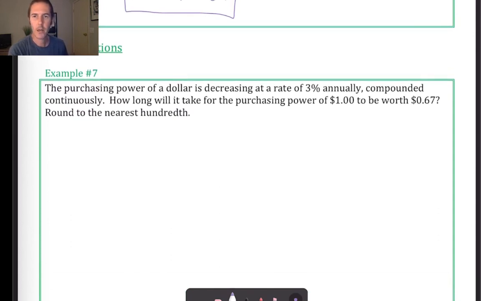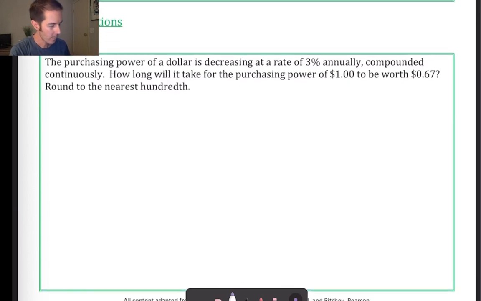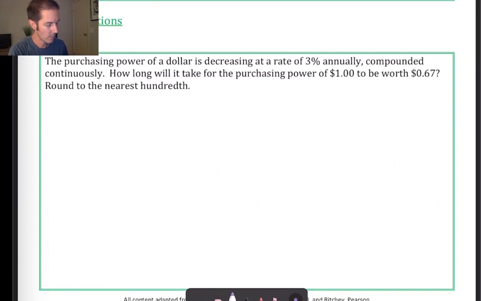The purchasing power of $1 is decreasing at a rate of 3% annually, compounded continuously. How long will it take for the purchasing power of $1 to be worth 67 cents? How long? I'm going to assume that we're measuring in years, and because we're compounding continuously, I know that I need to use the Pert formula, so I will jot that down. Final amount equals starting amount times e to the rate times time.